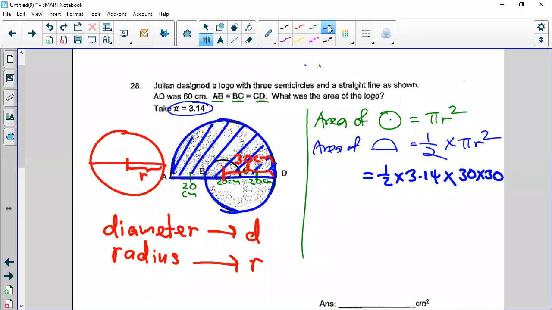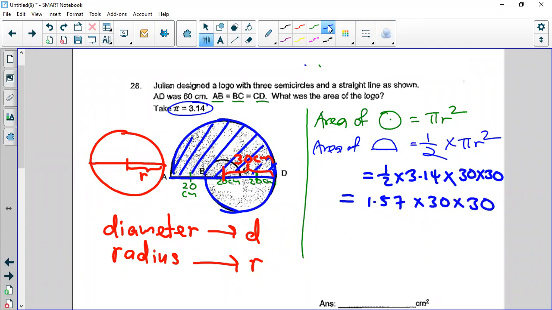No calculator, this is paper 1. There's no calculator for this kind of working. So what do we do? Take 3.14 divided by 2. You can do your dividing. You will get 1.57, times 30 times 30, without calculator.